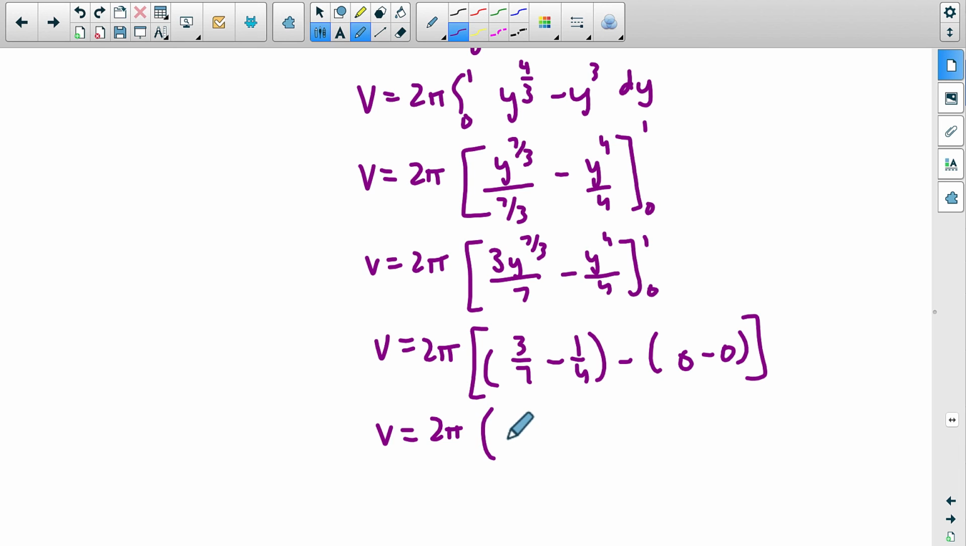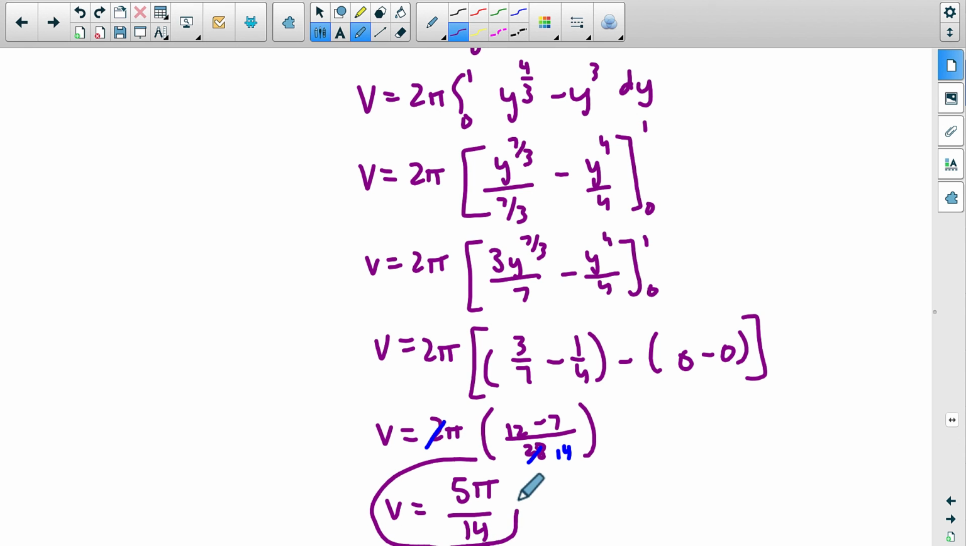So common denominator is 28. Multiply top and bottom by 4 and you get 12. Multiply top and bottom by 7 and you get 7. What the heck, I'm going to save some steps. I can cancel the 2 and the 28 and this becomes a 14. And I'm ready to write down my final answer. 12 minus 7 is 5 times pi is 5 pi. And now it's over 14.